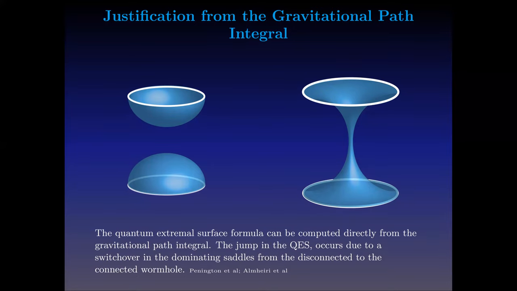So this jump in the quantum extremal surface occurs due to a switchover in the dominant saddle in the gravitational path integral when you use it to do a replica trick. So this disconnected saddle, you're doing the replica trick, you're looking at two replicas. This disconnected saddle corresponds to the old quantum extremal surface. This connected saddle corresponds to a new quantum extremal surface. And after the Page time, there's a switchover in the dominance. This one becomes minimal. And this quantum extremal surface is now still quantum extremal, but no longer minimal.